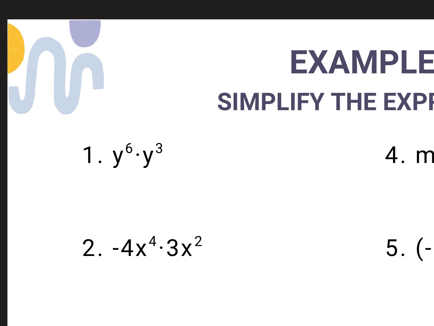Let's look at number 1. Evaluate the situation. What's going on? Are you adding here or are you multiplying? We're multiplying. That little raised dot means to multiply. So I have the same base. I'm going to rewrite my base. Since my bases are the same, what do I do to the exponents? You add them. What is 6 plus 3? 9. This is y to the 9th.